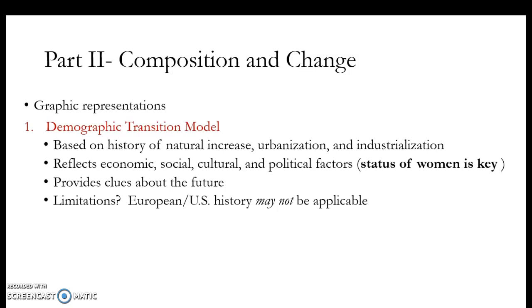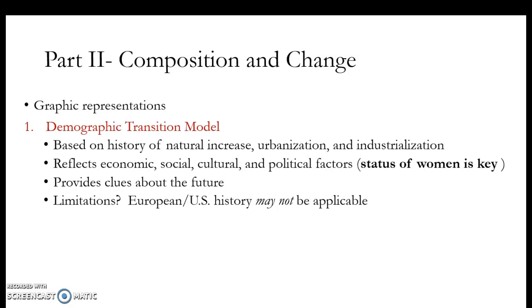Some of the limitations of this model include that it's based on the history of European countries and the United States. While we're recognizing a lot of these shifts happening around the world, including in our developing countries today, we can't state for certain that this is a one-for-one application. But we are recognizing similarities in natural increase, urbanization, industrialization, in the status of women, and how these different factors affect population change.